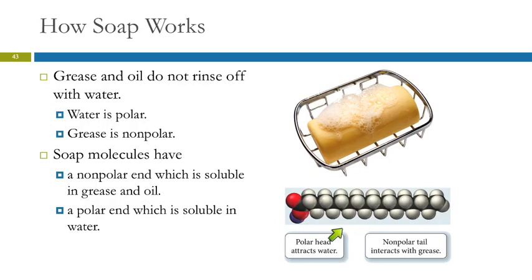So here's an illustration of a soap molecule. Most of the soap molecule is this long carbon-hydrogen chain, which is nonpolar. But at one end, there's a polar head. There's some oxygen atoms. And so this end is polar. That's attracted to the water. This nonpolar part is attracted to the grease or the oil.